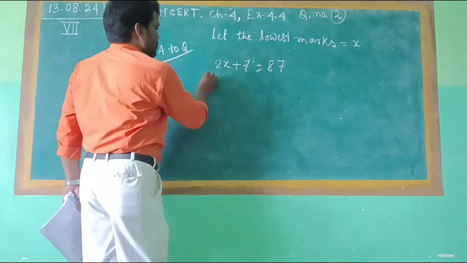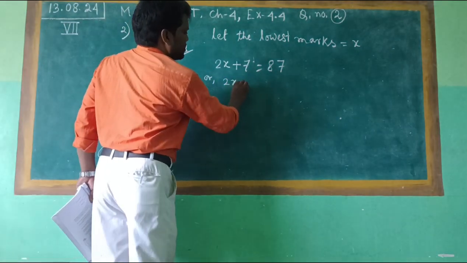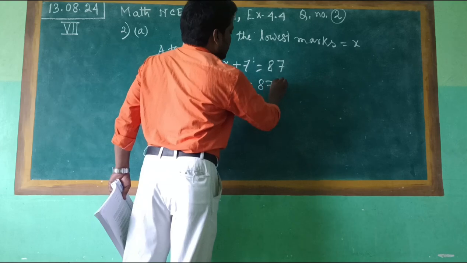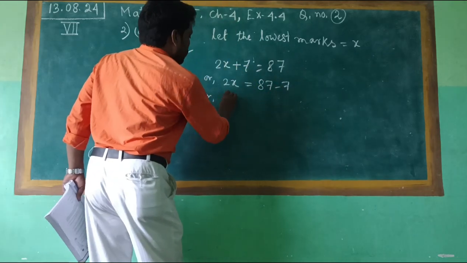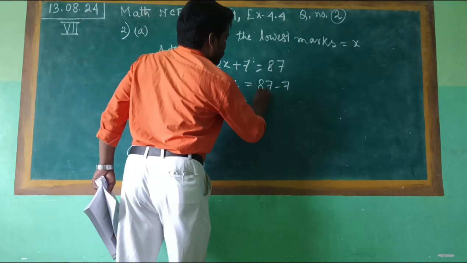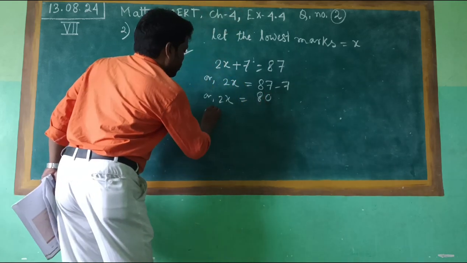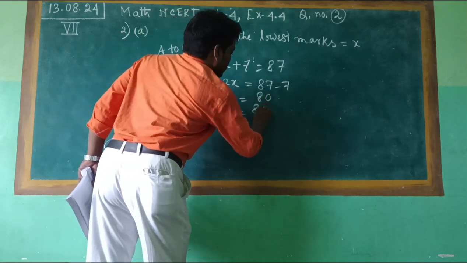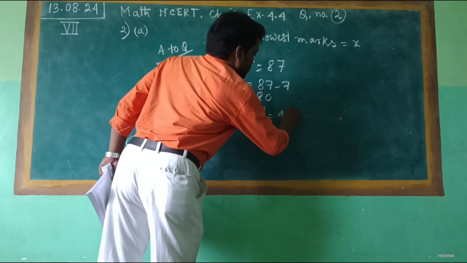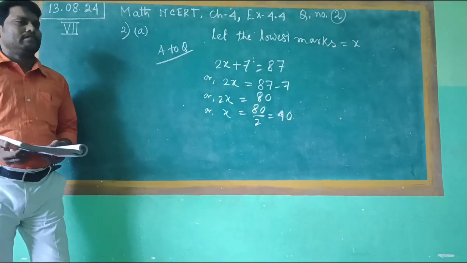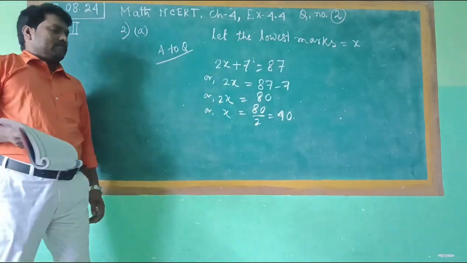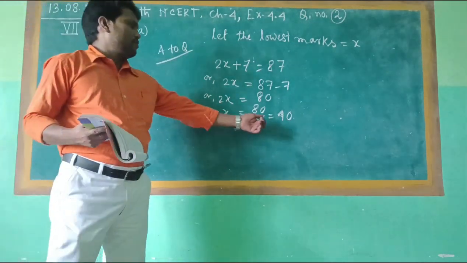Now find the value of x. By the transposing method, 2x equals 87 minus 7, or 2x equals 80, or x equals 80 by 2, that means 40. What is the lowest score? 40.